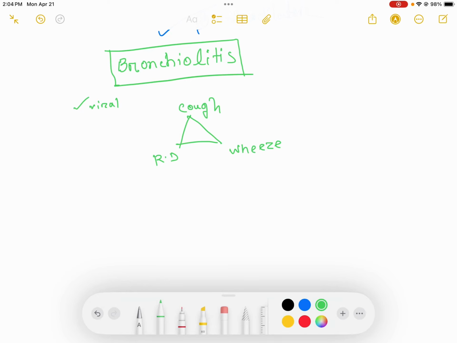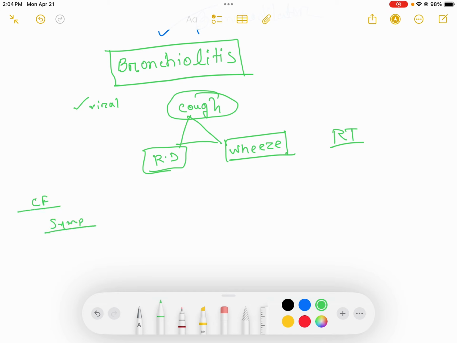It is a viral infection of the bronchioles, and it is characterized by cough, respiratory distress, and wheeze that start following an episode of respiratory tract catarrh. Clinical features of bronchiolitis. Clinical features, symptoms, important.